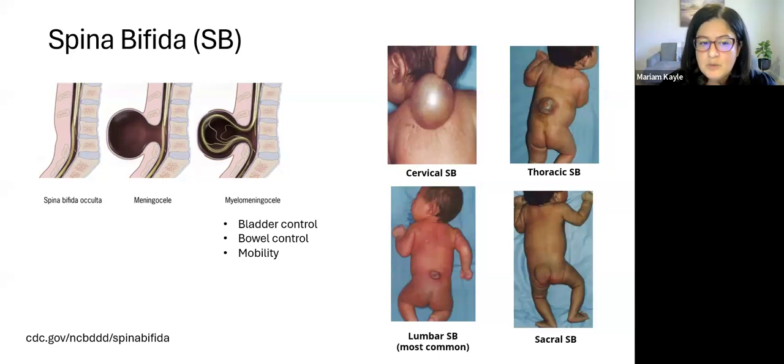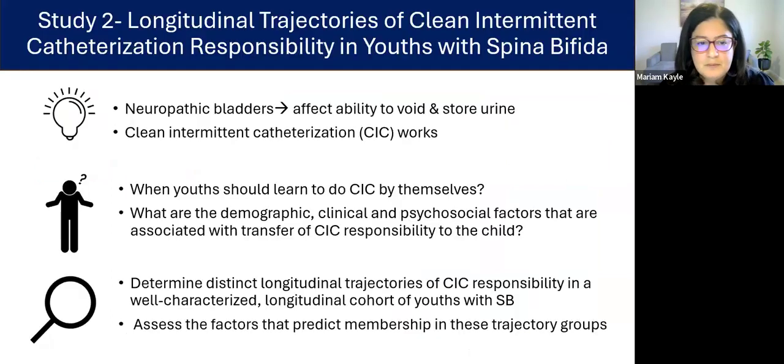But most patients with myelomeningocele end up with issues with bladder control, bowel control, and, depending on the level of the lesion, with mobility. So they tend to be chronically on clean intermittent cathing, whereby they would insert a catheter to drain the urine, so they cannot pee normally. They would need to insert a catheter to empty their bladder.